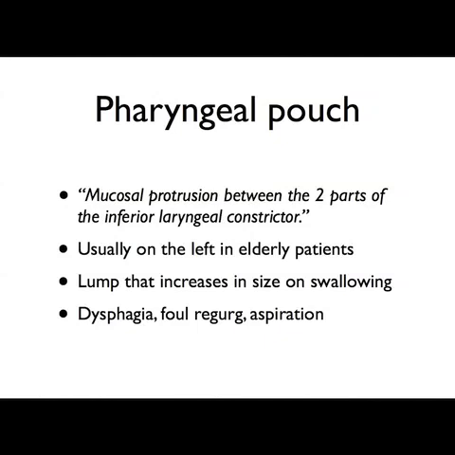Okay, so it's commonly found in elderly patients and it's usually on the left. Don't know why that is, but maybe there's a congenital weakness inherent in all of us. It's a lump that increases in size when you're swallowing. Symptoms you get are things like dysphagia, which we've spoken about previously, foul regurgitation into the mouth, so maybe a smell, and also aspiration, possibly into pneumonia if it's in the elderly.